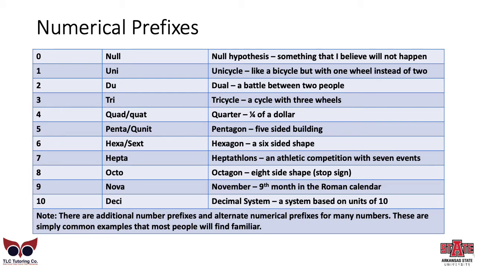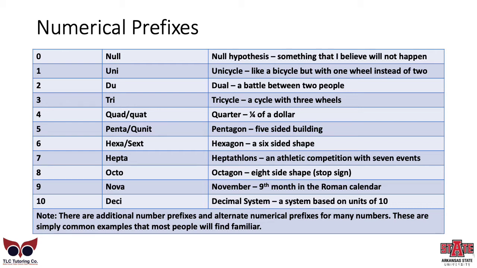0. Null. A null hypothesis is something that I believe will not happen or something that has zero chance of happening. 1. Uni. A unicycle is like a bicycle but with one wheel instead of two. 2. Do. Duel. A duel is a battle between two people. 3. Tri. Tricycle. This is a cycle that has three wheels.